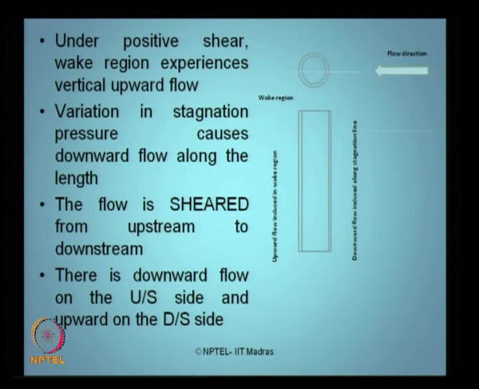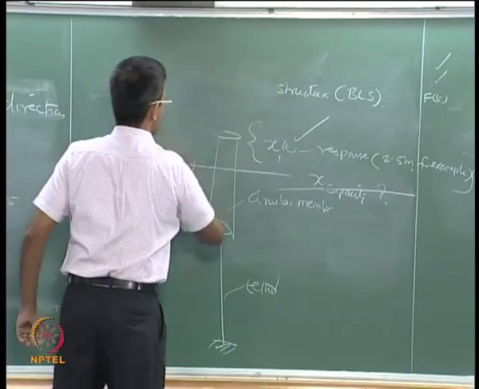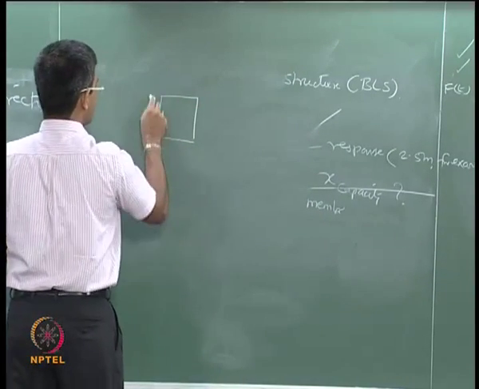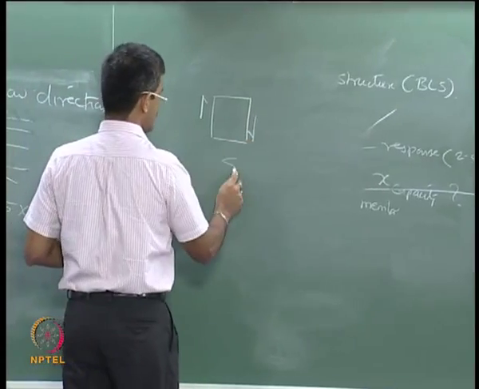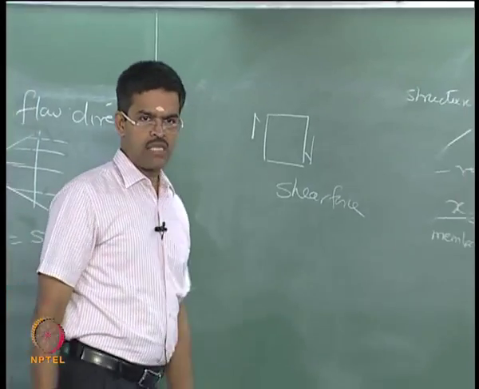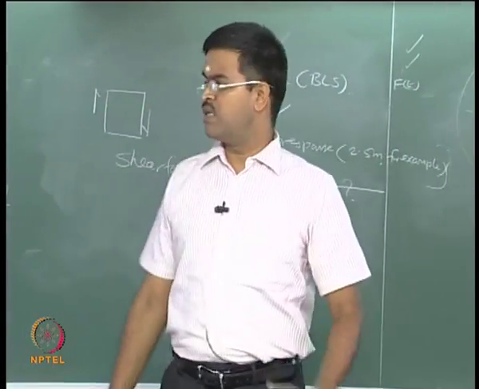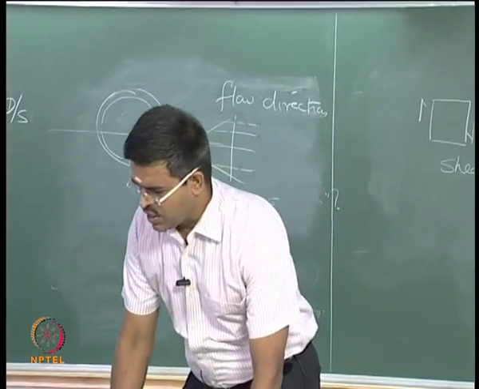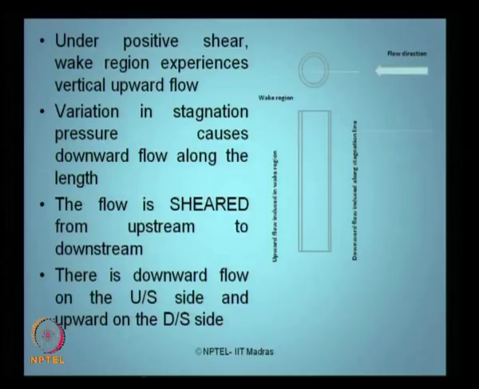So if you look at the whole problem like this, what the member actually does is shear off the flow field. Shearing is nothing but, if we have any structural member where the force is acting like this, we call this a shear force, is it not? So the presence of the member in this case actually shears the flow field, you can see that. One way it is downward, the other way it is upward. So this is what we call the flow being sheared off on the upstream and downstream side.